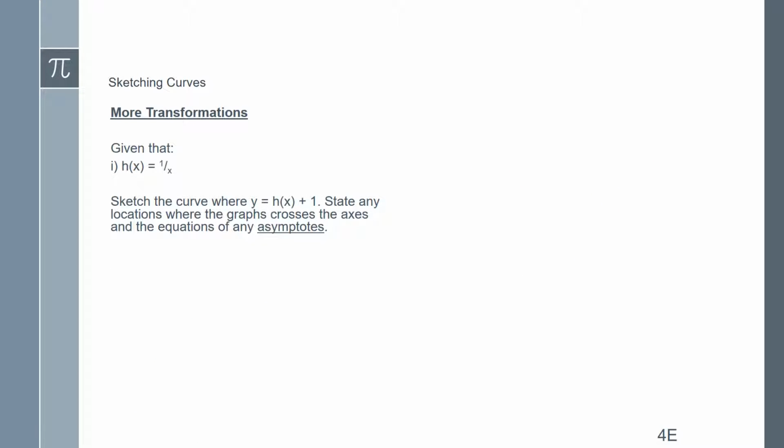Given that h of x is 1 over x, sketch the curve y equals h(x) plus 1. State any locations where the graph crosses the axis and the equations of the asymptotes. Remember from a previous video, the asymptotes are the lines the graph approaches but never gets to.